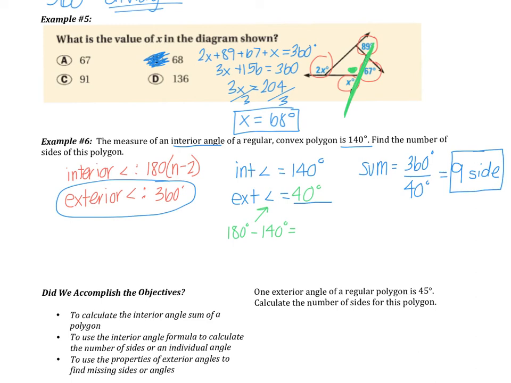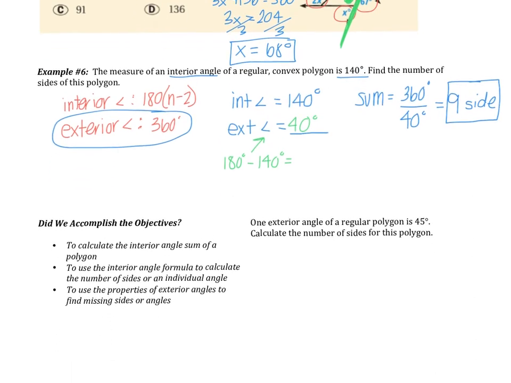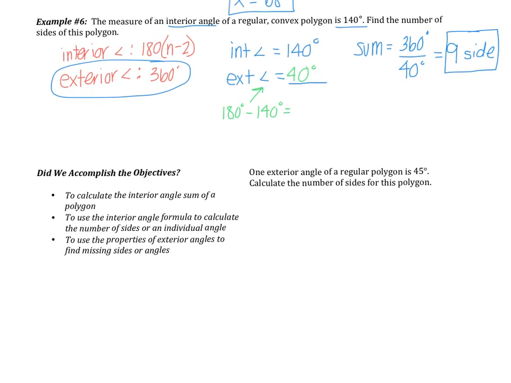Okay. Last thing, did we accomplish the objective? One exterior angle of a regular polygon is 45 degrees. Calculate the number of sides. Okay, well, it's talking about exterior. So right away in my noggin, I'm thinking of 360 degrees because the sum of the exterior is 360. It says one angle is 45 degrees. Calculate the number of sides.